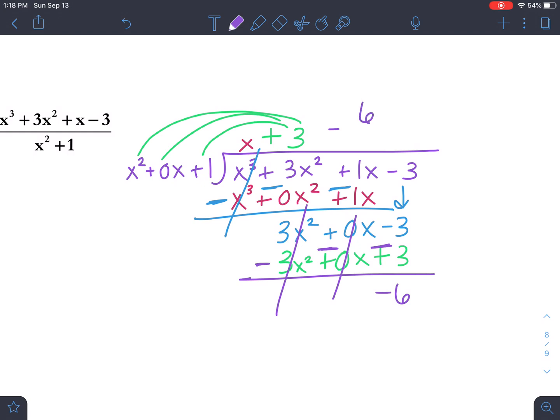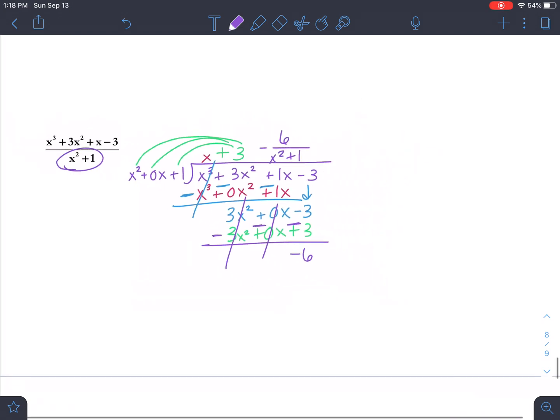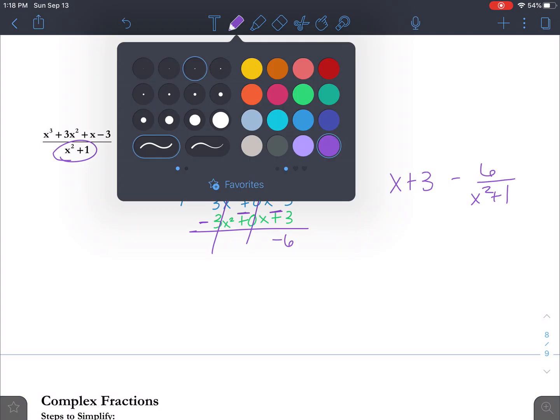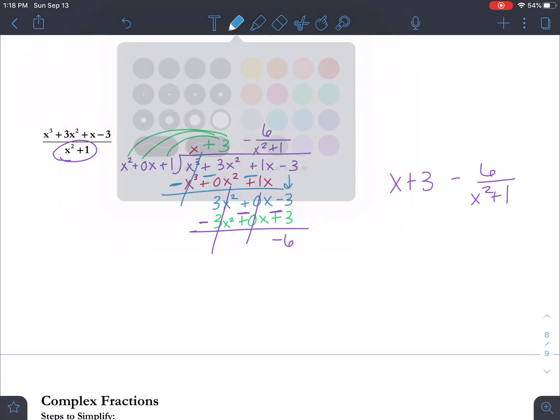And so we get minus 6 over x squared plus 1. Remember, whatever you divided by. So x plus 3 minus 6 over x squared plus 1. And you don't need the 0x in your final answer. That's just a placeholder for division. Okay, so again, we'll try that second one in class. So hold on to that. Rewind if you need any more help or want to see that process over again.